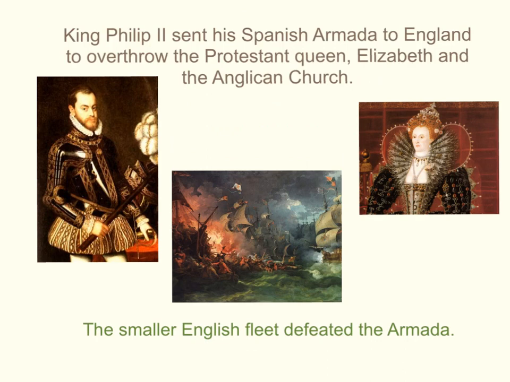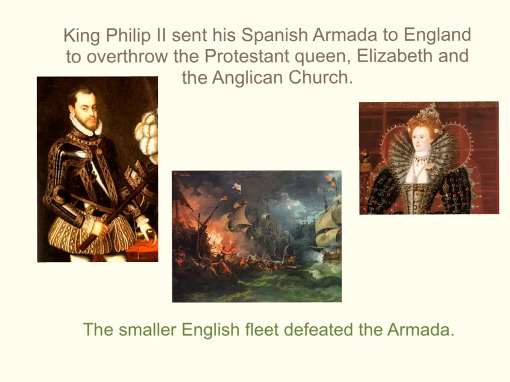Okay, so in Spain in the late 1500s, King Philip II was using his great wealth to start a Catholic Reformation against the Protestant movement. And he wanted to drive the Protestants out of England. So he will send his large, massive fleet of ships called the Spanish Armada to England to overthrow Queen Elizabeth I and the Anglican Church.